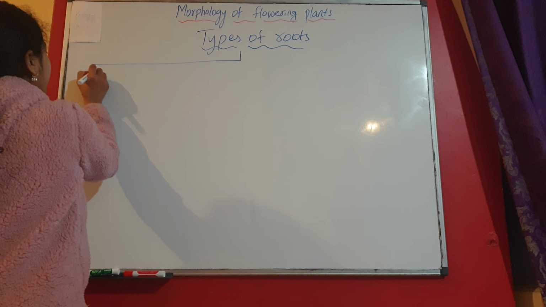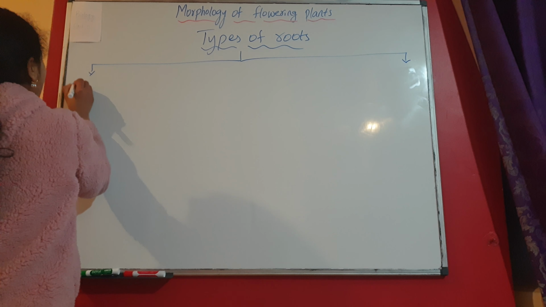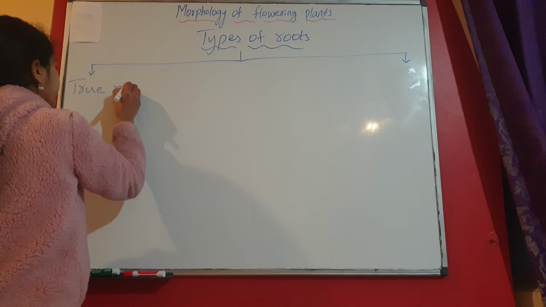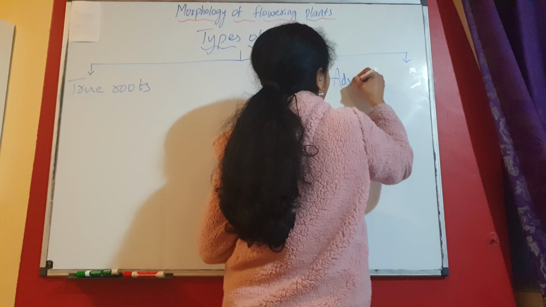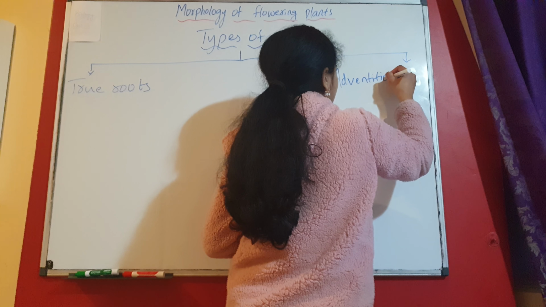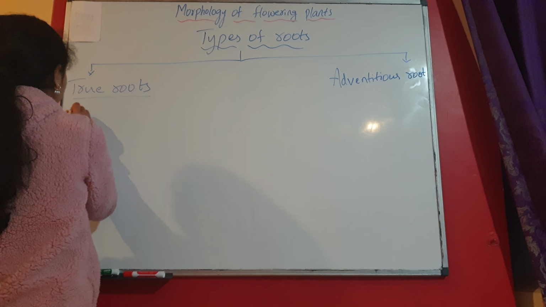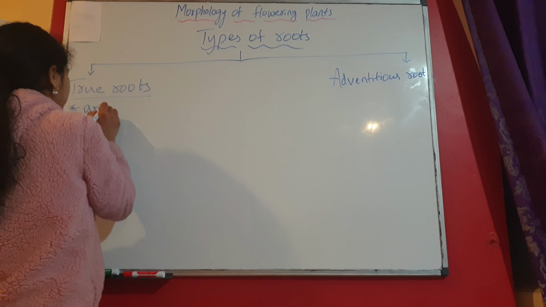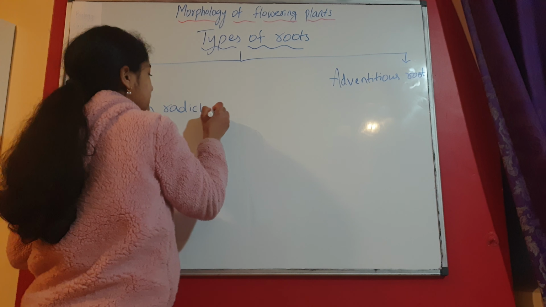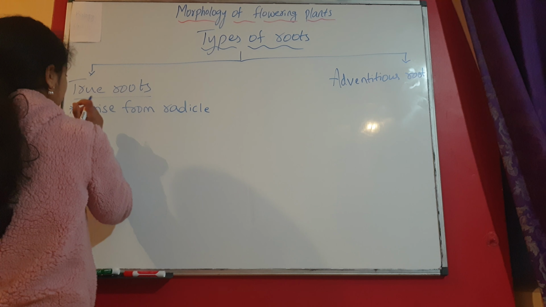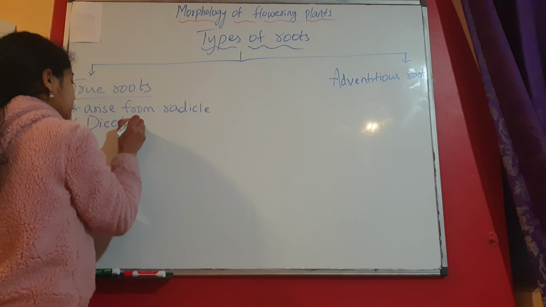Roots can be divided into two categories. The first one is called true roots, and the next one is called adventitious roots or false roots. True roots arise from a structure called the radicle, and this radicle is present in the cotyledon or the seed, and it is a common characteristic of dicots.